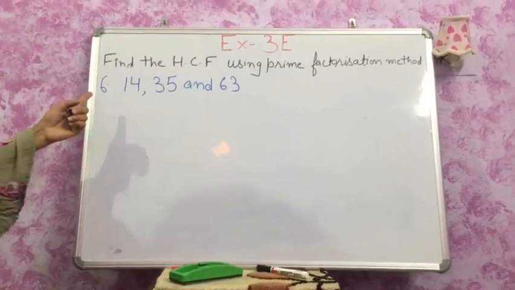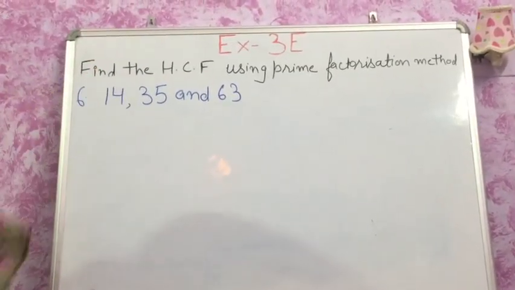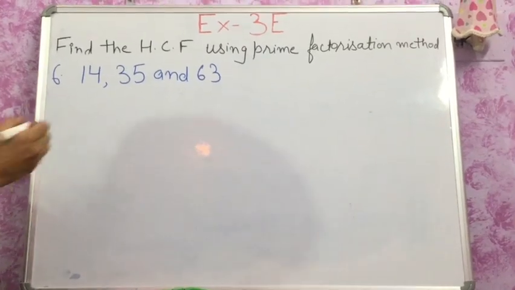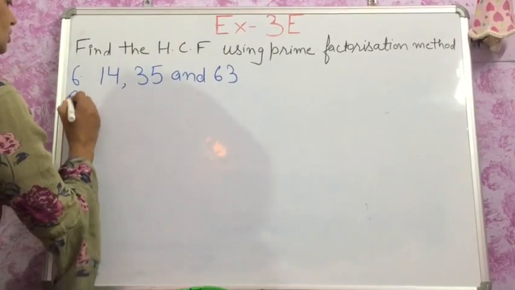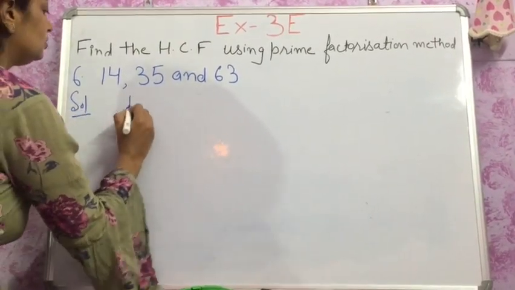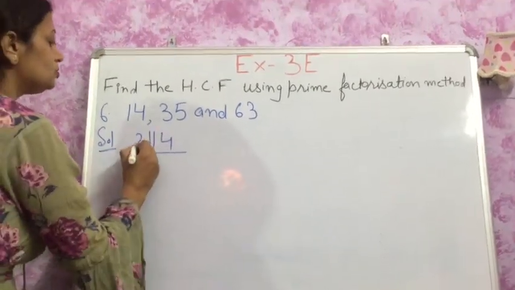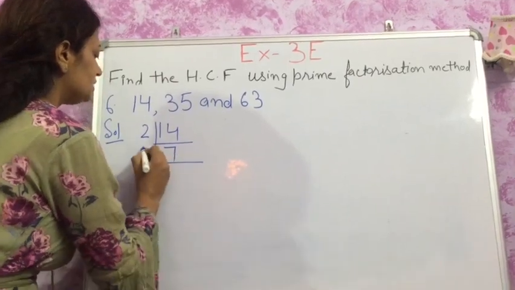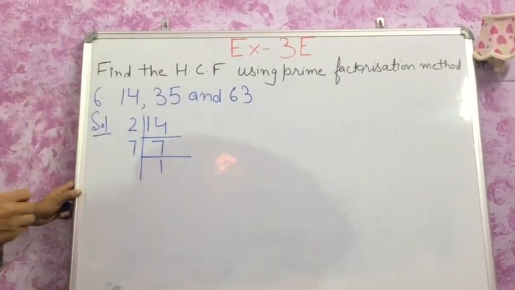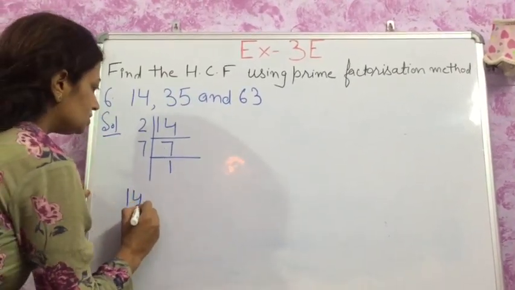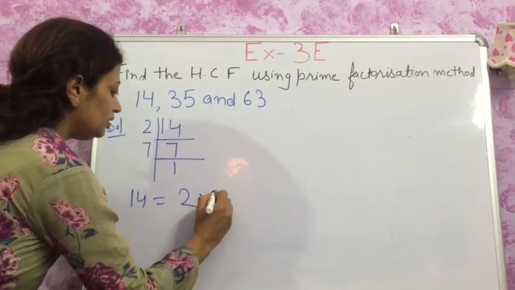Now, to find the HCF of 14, 35 and 63, we have to find the prime factorization of these 3 numbers. Prime factorization of 14: 2 7s are 14, 7 1s are 7. So the prime factorization of 14 is equal to 2 into 7.